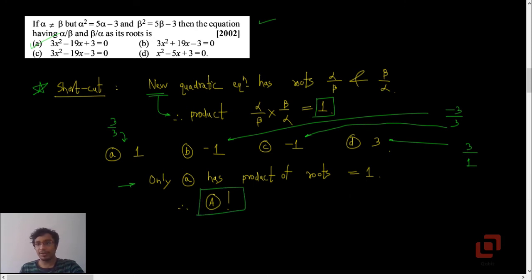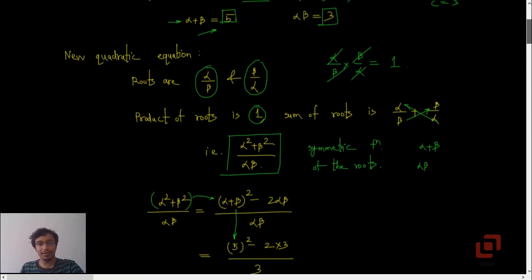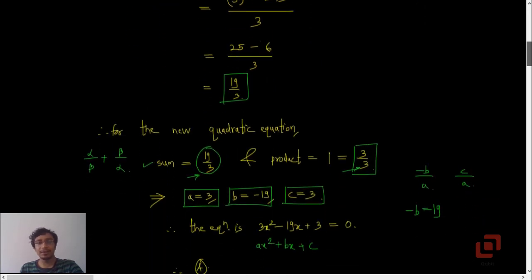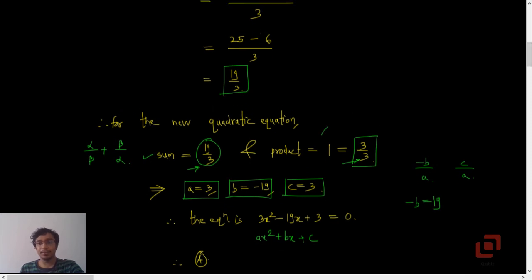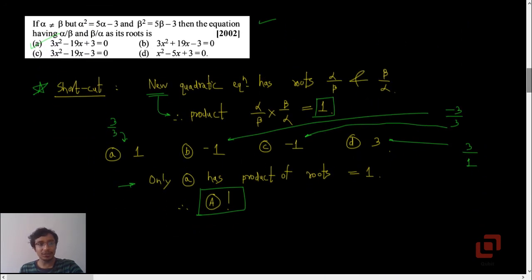So here we have skipped this entire solution, that is finding the value of the sum of the roots of the new quadratic equation, then rewriting the product as 3 by 3 and getting the actual equation, only because there was only one quadratic equation in the options which had product of roots equal to 1. So keep this habit of reading the options.